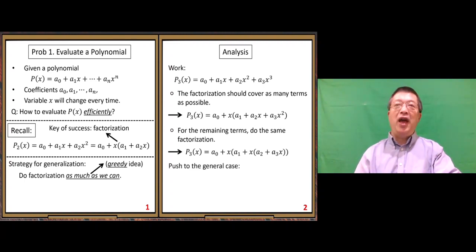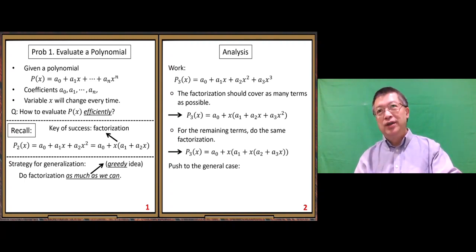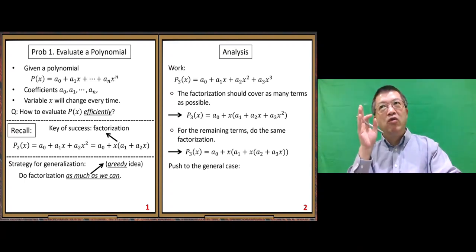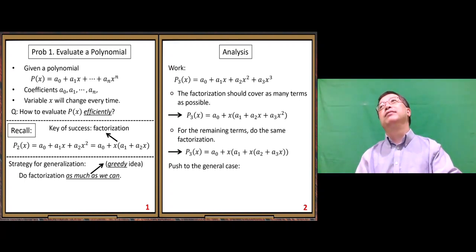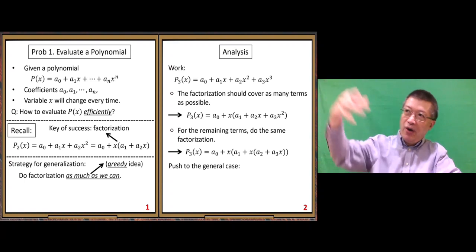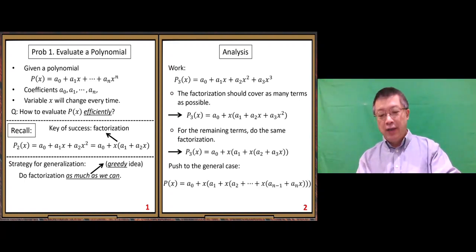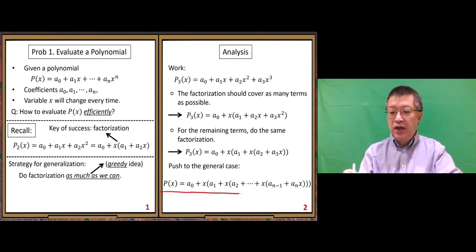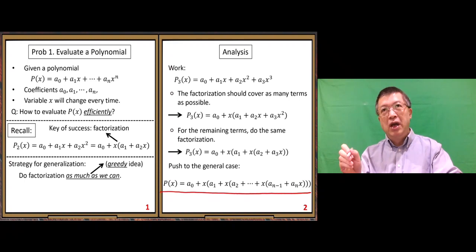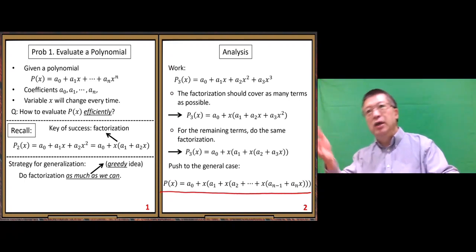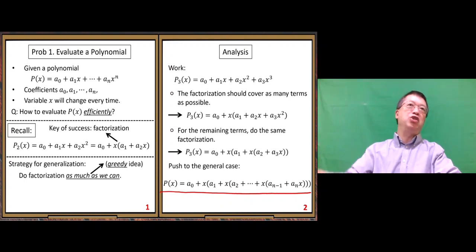Can we generalize this idea to the general case? Yeah. Next, we push this method to the general case. That should be quite straightforward, after we go through all these steps. All right. Now, finally, for the general case, the factorization, level by level, step by step, round by round, we get this expression.